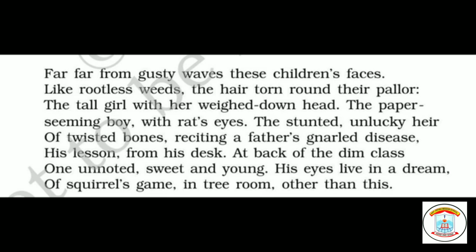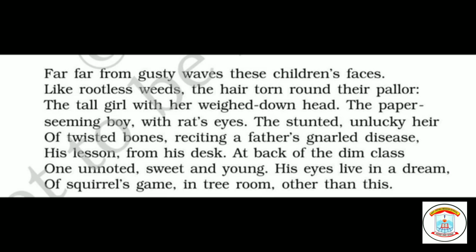Then the poet says that the stunted, unlucky heir of twisted bonds. That means the boy does not have proper physical growth, and he is an unlucky heir. Heir means follower. Twisted bonds, reciting a father's gnarled disease. That means this genetic disease was got from his father. So this unlucky boy got this disease from his father, and he is also in the slum school classroom to learn something from his desk.